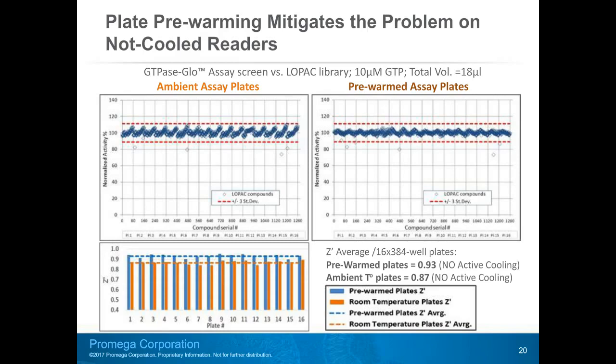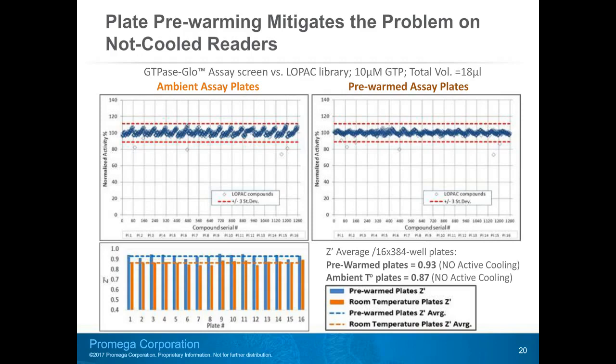Now, the adverse effects of reaction volume heating on signal variability can be successfully mitigated by pre-warming plates before taking the measurements. Pre-warming can be done inside the reader, especially if just one or a couple of plates are being measured. But pre-warming can also be performed inside a dedicated incubator set to a temperature matching the reader's internal operating temperature. All data on this slide represent measurements on the not cooled reader, with the same GTPase-Glo assay. The top left graph shows data obtained from plates measured at ambient temperature, and the top right graph shows data obtained with the plates pre-warmed in a dedicated incubator for 10 minutes each.